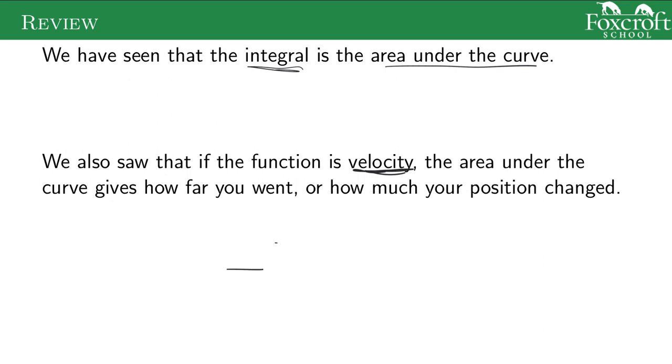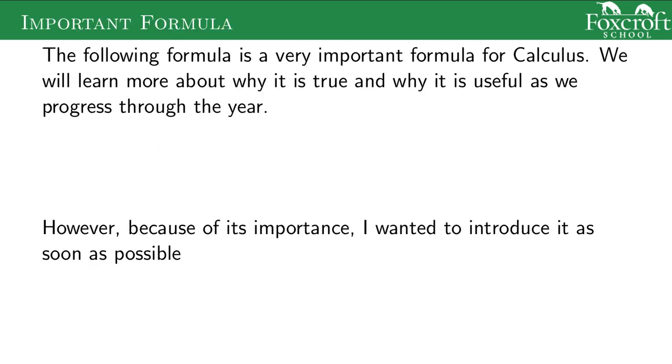So we had some velocity function, we got 155 miles, which is how far I travel from the start to the finish. In other words, that's how much my position changed. So it's not telling me my actual position, but it's telling me the change in my position. All right, so that's the important thing. This area under the curve tells you about the change.